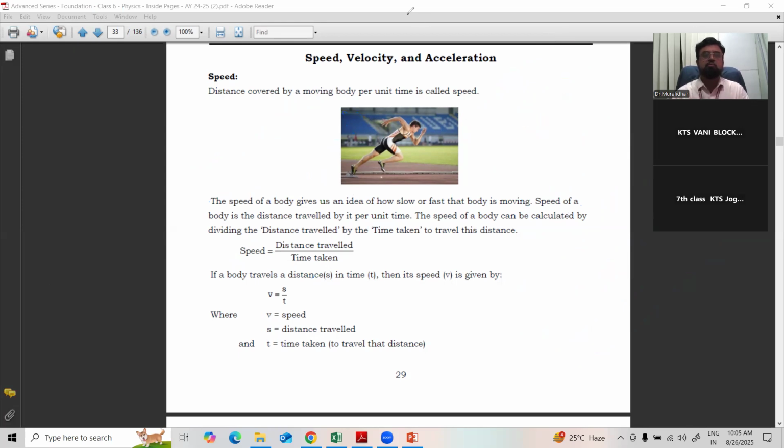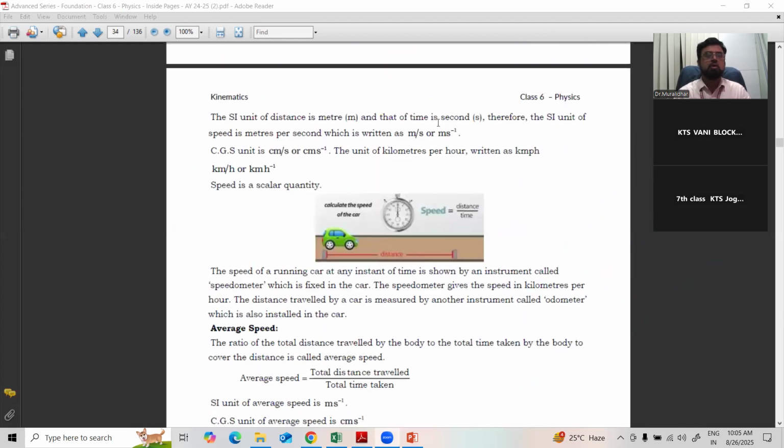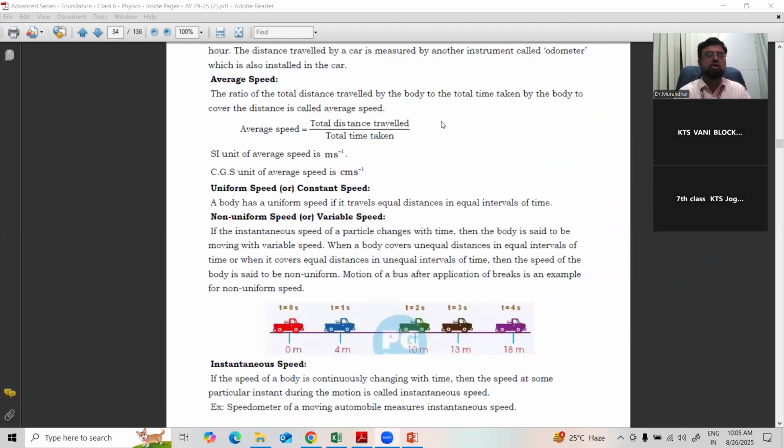Speed can be either uniform or non-uniform. When you see the types of speed, the first one is average speed. Average speed is important to calculate because when a body is not moving with constant speed, it keeps changing its speed from time to time. Average speed is nothing but total distance traveled divided by total time taken.